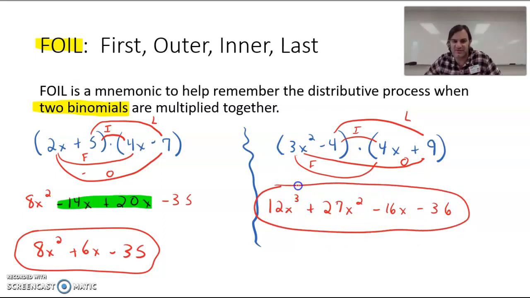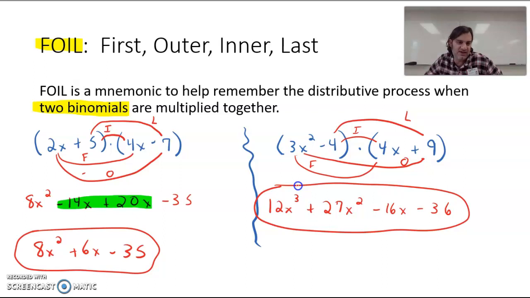But the mnemonic first, outer, inner, last for a 2 by 2 just helps you make sure you capture every single product that should come out of that distributive property without having to rewrite it in an expanded form. But that only works for a 2x2. So if you have one thing times many, it's fine. You just push it all the way through. Two things times two things, you've got FOIL.